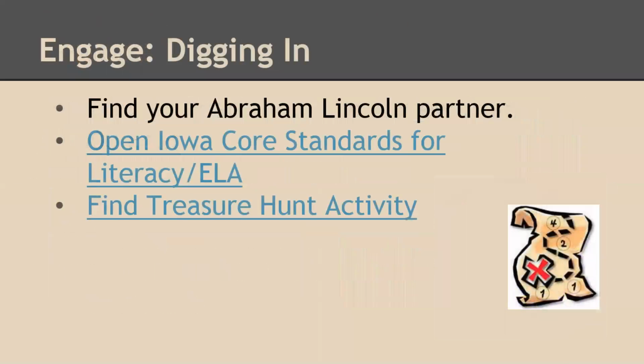Okay, getting back, the next thing that we're going to do is dig into the standards that are specific to literacy in history and social studies. So if you're doing this in a large group setting, you might want to look for your Abraham Lincoln partner if you chose to do clock partners at the beginning of this webinar. If not, then open up the ELA literacy standards for history and social studies. You can access these either through the link provided at the bottom of the webinar, or by going to www.iowacore.gov and clicking on literacy. And then once you open the document, the standards specific to literacy in history and social studies are at the very bottom of the document.